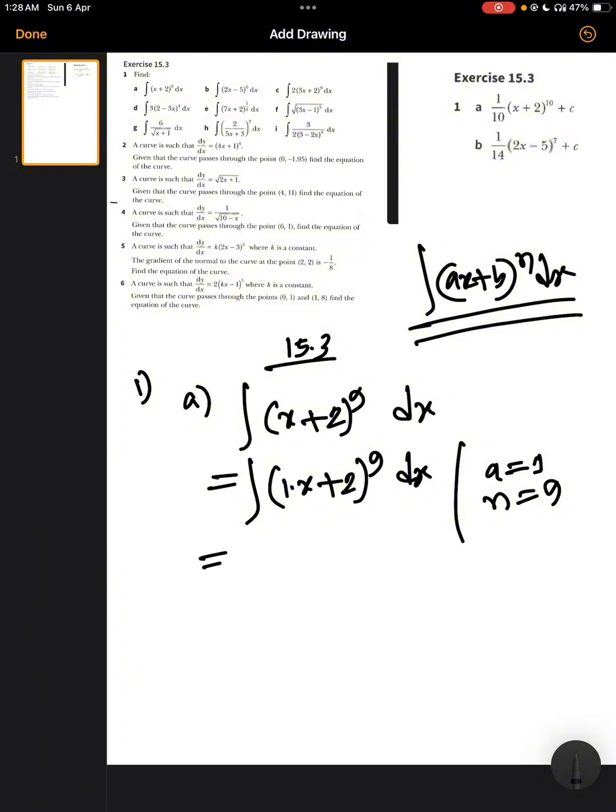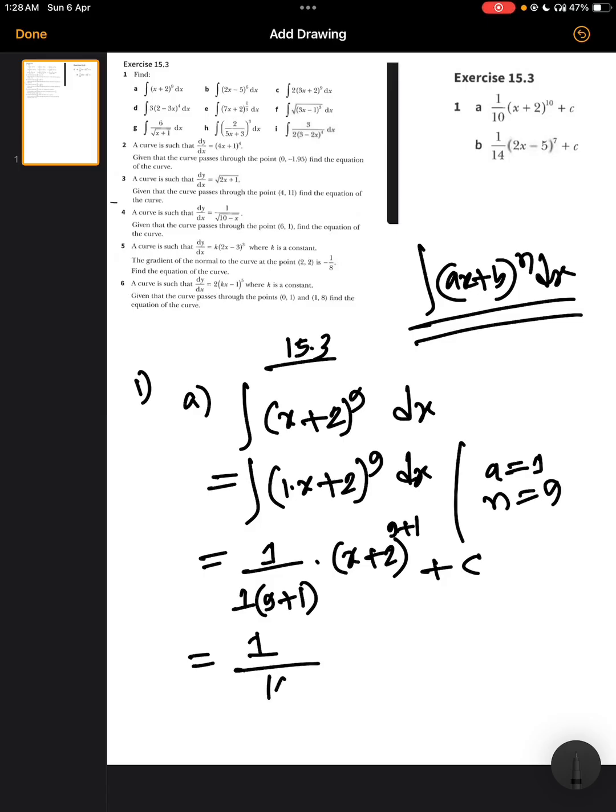So the result should be 1 over a, which is 1, times (n plus 1), which is 9 plus 1, times (ax plus b), which is just 1 times x, that means (x plus 2) to the power n plus 1, which is 9 plus 1, plus c. So the total result would be 1 over 10 times (x plus 2) to the power 10 plus c. This is the result, and the result is absolutely correct here. I hope you guys understand this math.